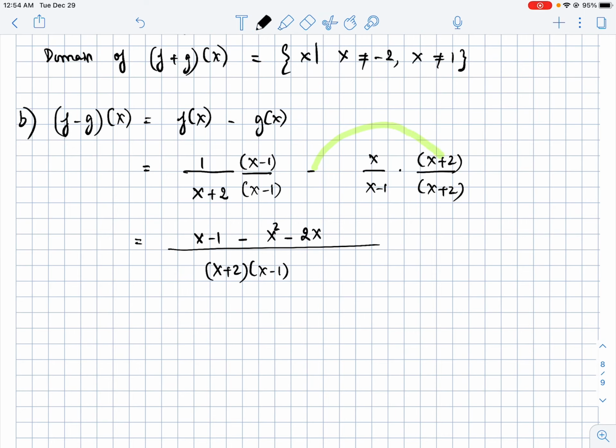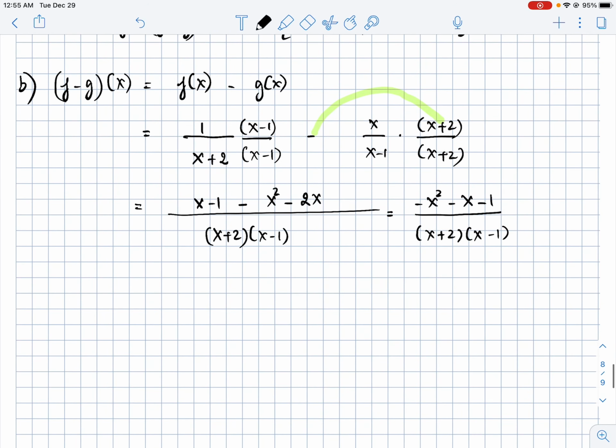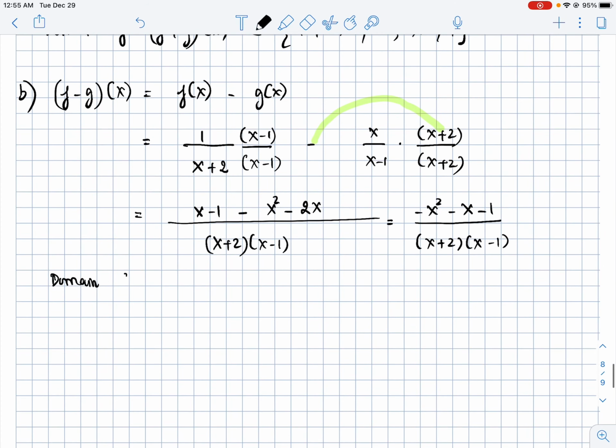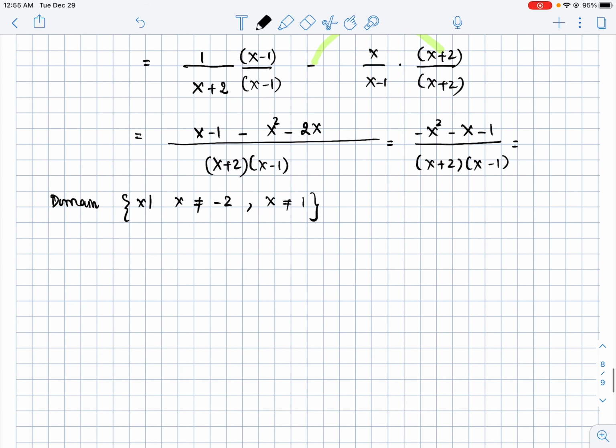We notice that because this one has a minus, when you distribute, it becomes minus 2x. Now simplify like terms: negative x squared minus x minus 1 divided by x plus 2, x minus 1. You can try to factor the top, but I don't think you can do anything more with that. So for the domain, the answer is all real numbers except for the two numbers negative 2 and positive 1.